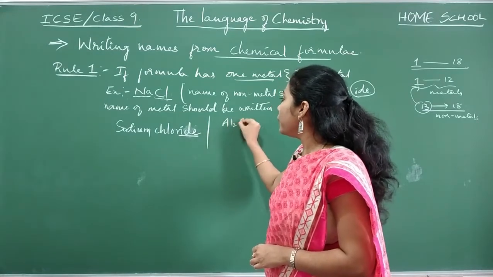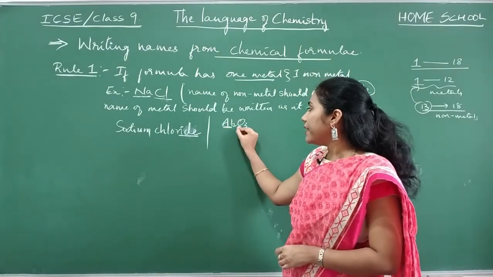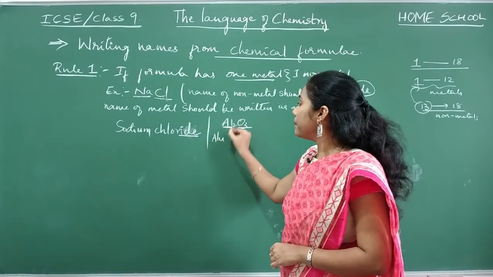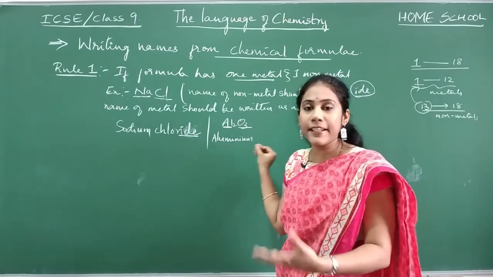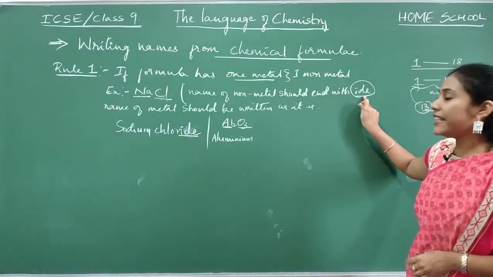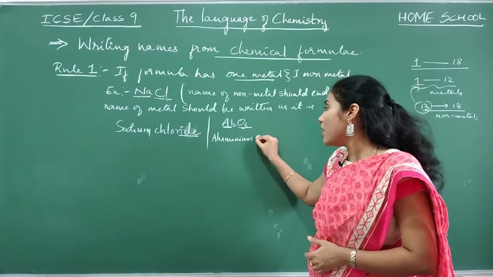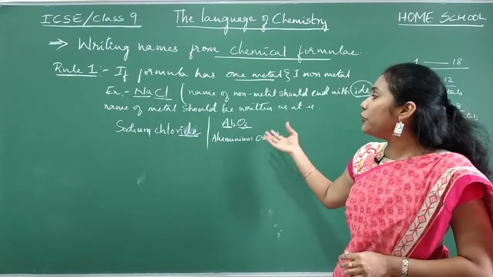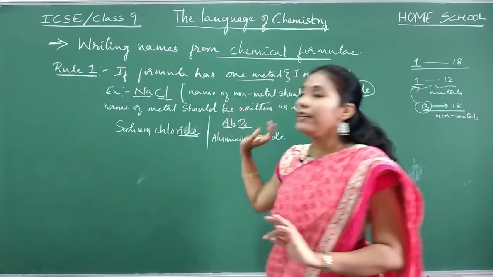How do you write the name for Al2O3? Which is the metal, guys? I told you the first written element is always a metal, and the next written element is always a non-metal. So what is its name? Aluminium. Al means aluminium. And what is this? Oxygen, right? It's a negative part and a non-metal. What is our rule? Name of a non-metal should end with IDE. So we don't write it as oxygen here. We will write it as oxide. So this is how you can name the formulae which contain one metal and one non-metal.